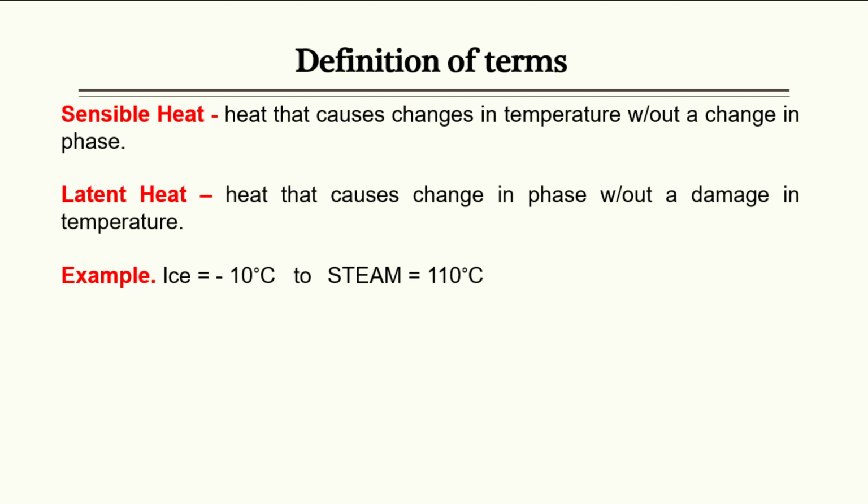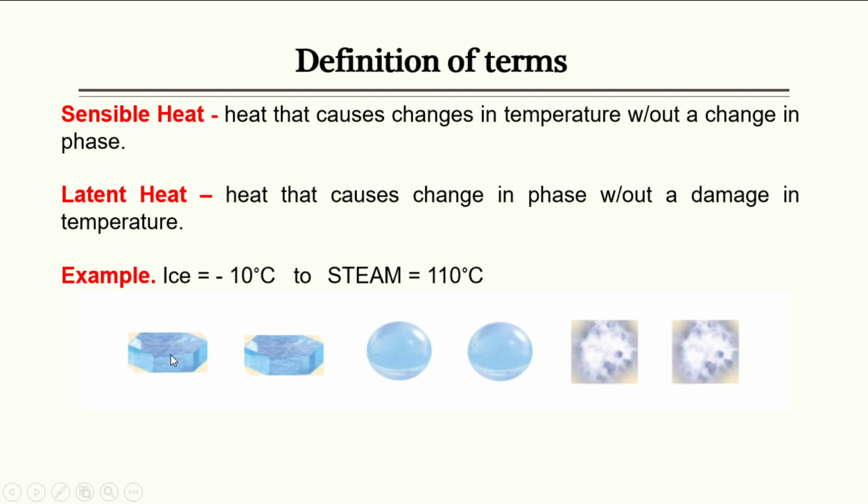Okay? So, para maintindihan natin yung kaibahan ng dalawa, mag-example tayo. Ice at negative 10 degrees Celsius to steam at 110 degrees Celsius. So, convert natin yung ice into steam. Kapag yung ice kinonvert mo sa steam, hindi naman agad-agad yan. Maraming process yung dadaanan niya. Magiging tubig muna yan, then magbo-boil, tsaka siya magiging steam.